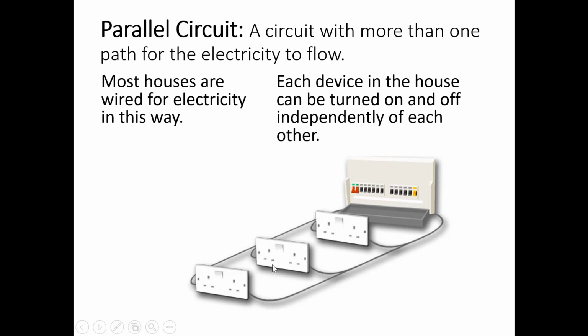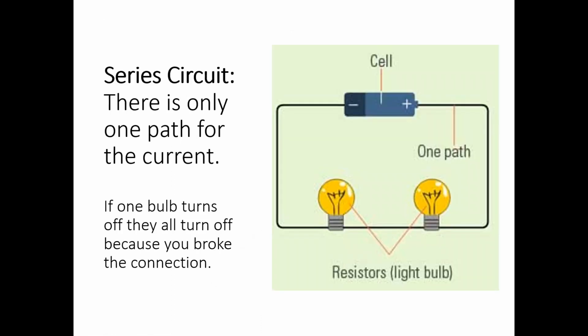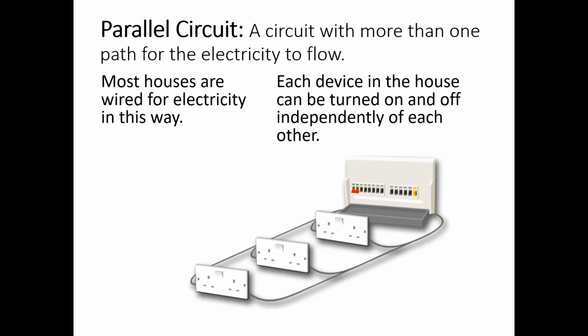That way you could have 3 different lights on here, and you turn one off, it's not going to turn all the other ones off. Okay? Most houses are wired for electricity in this way. If they weren't, if they were wired like that, once you turned one light off in your house or one outlet off, it would turn everything off in the whole house. And we don't want that to happen. So we put this into our houses, apartments, everything like that. And each device in the house can be turned on and off independently of each other.